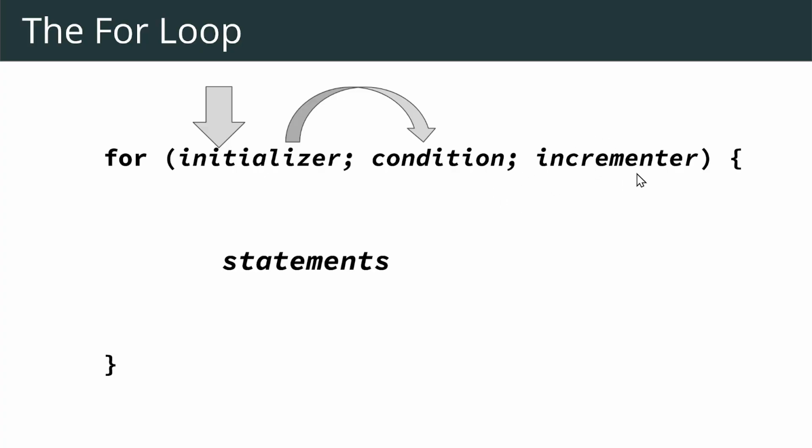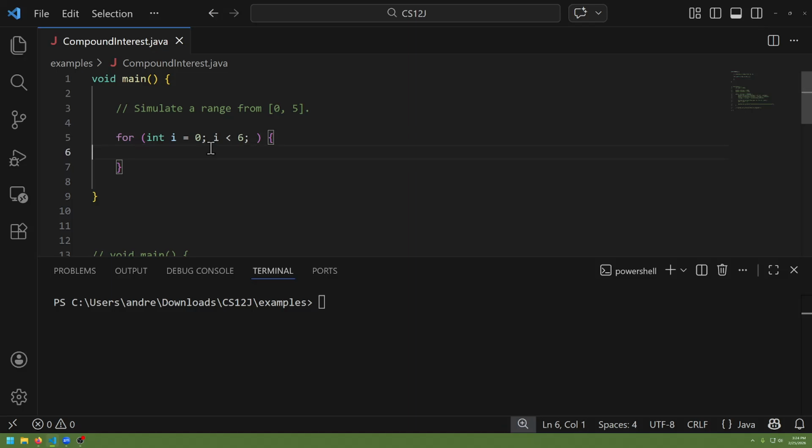We could put an incrementer next, but the control flow of the for loop will actually do the statements first. So I'm not going to put the incrementer in yet. Let's put some statements here. Let me print out what i is. i is some decimal number.